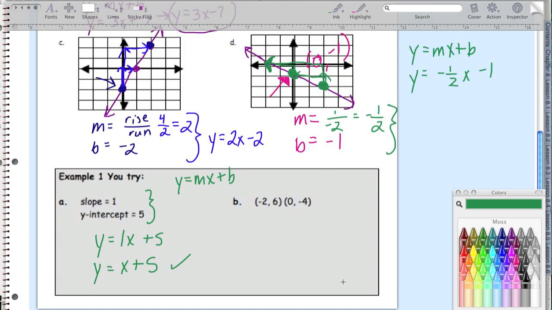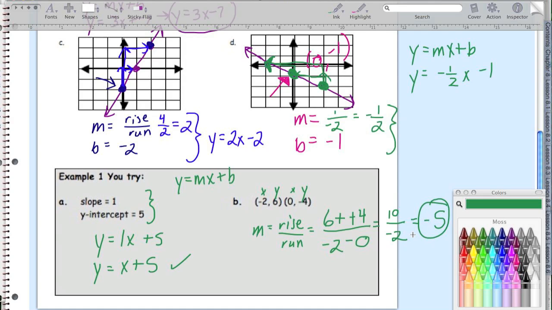In letter B, they're giving us points. Now, we could go ahead and graph it, but we learned the other day how to use these points to go ahead and find slope. Slope is rise over run. So this is probably our first good bet. Let's do our rise, which is going to be 6 minus -4. And then the run is -2 minus 0. So 6 minus -4, -2 minus 0. I'm going to get 6 minus -4 is +4, which is 10. -2 minus 0 is just -2. My slope is -5.